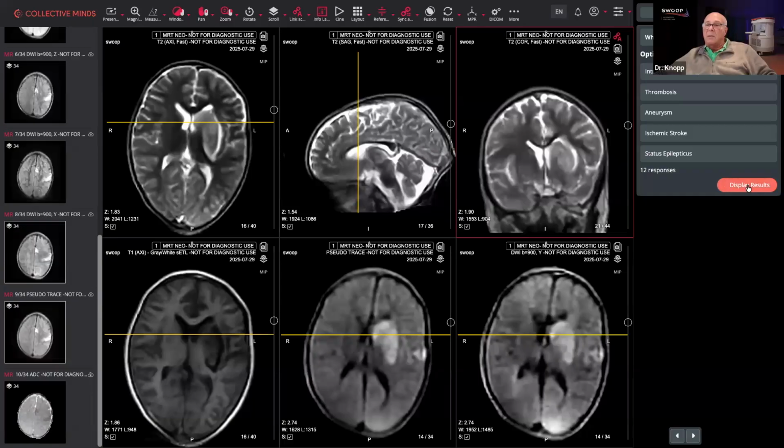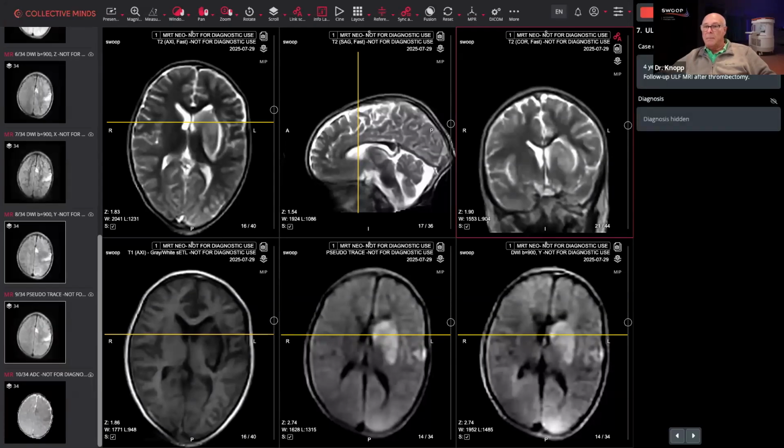Okay, let's take a look, see what we got. We have a combination of thrombosis, intracranial bleeding, with a slight majority saying ischemic stroke. So let's move on now to the 3T.